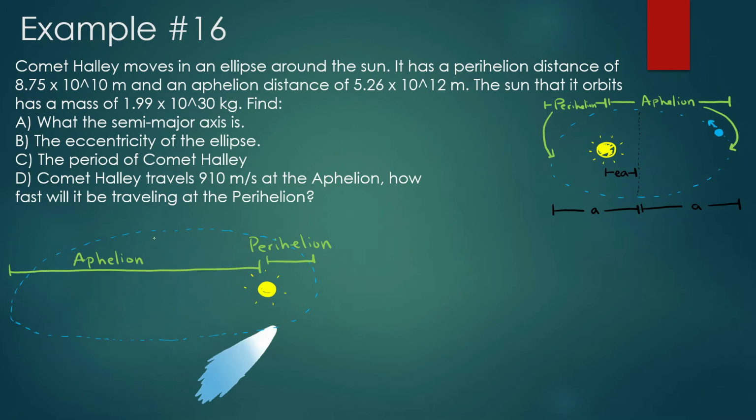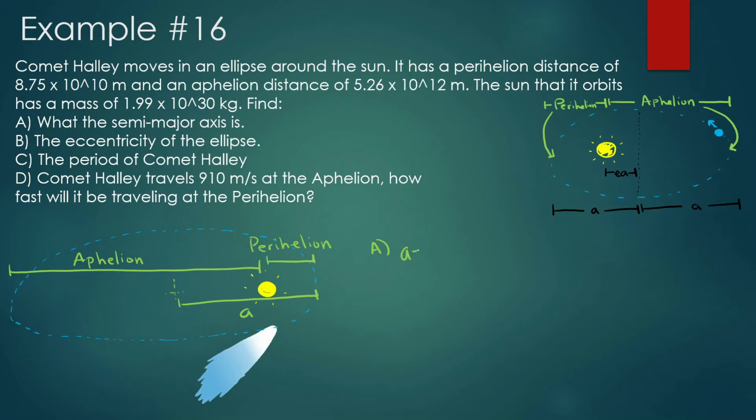Okay, so first off, we're trying to find the semi-major axis, which is pretty much this length right here. I'm going to call this A. Let me draw that a little better, but that's what we're looking for. This A value. Okay. How I'm going to find this is I know the length of perihelion and I know the length of aphelion. So I'm going to add those two together and then I'm going to divide by 2.